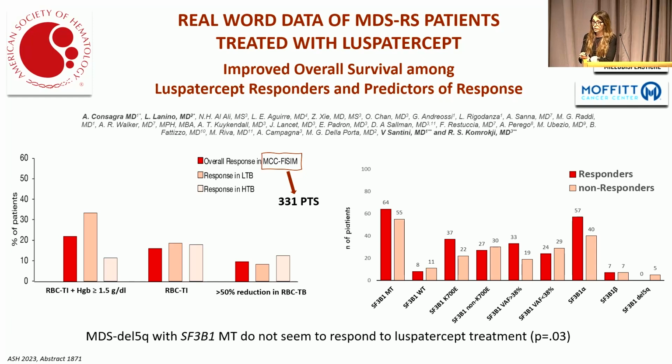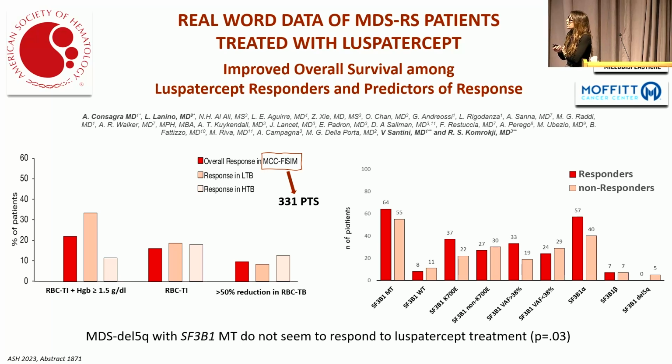In our cohort, transfusion independence was obtained at a rate that was superimposable to the MEDALIST one. Luspatercept was more active again in low transfusion burden patients, but we have to note that even in patients with a high transfusion burden, luspatercept could induce transfusion independence and an important reduction of the transfusion burden.